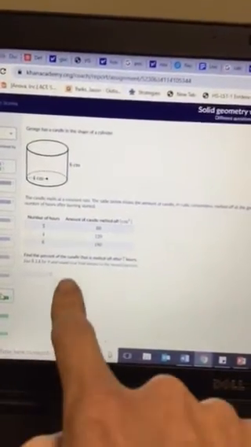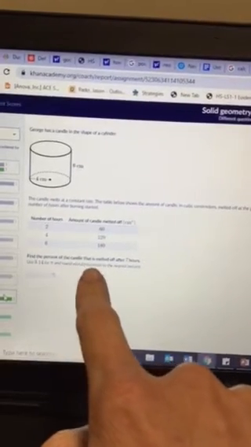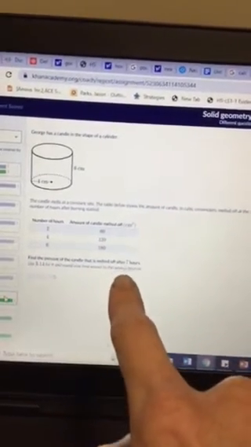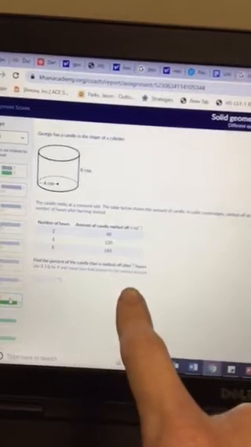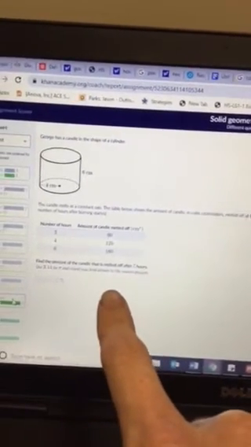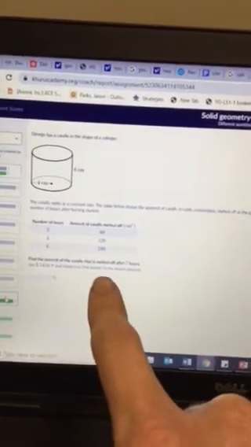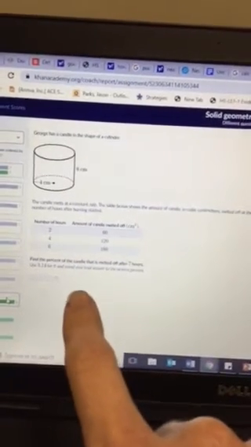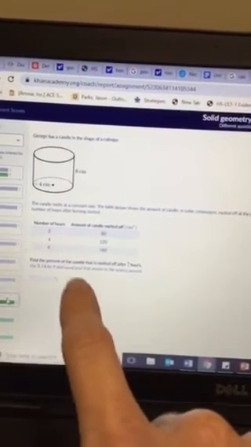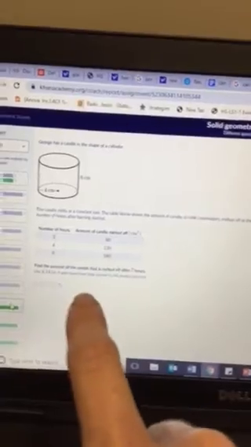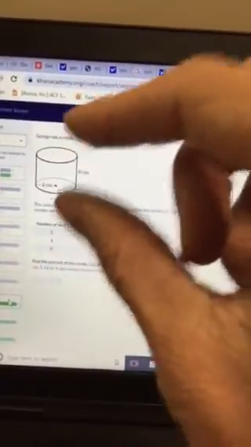They want you to find the percent of the candle that is melted off after 7 hours. So what you're going to have to do is set up a ratio of the volume of candle that melted off after 7 hours divided by the total volume of the cylinder. All right? So let's start this off with the volume of a cylinder.